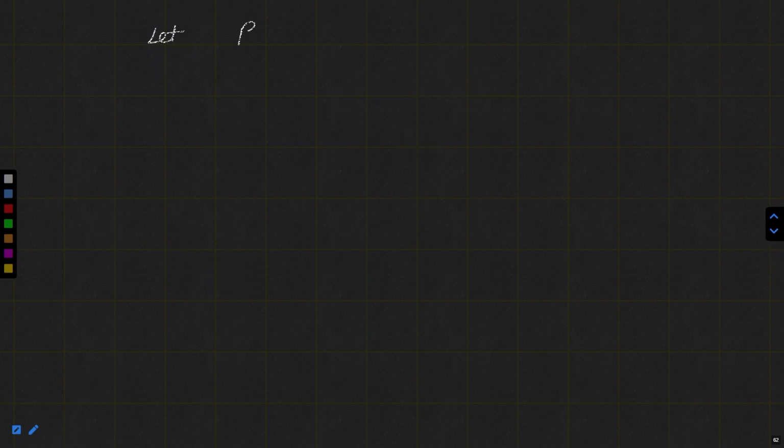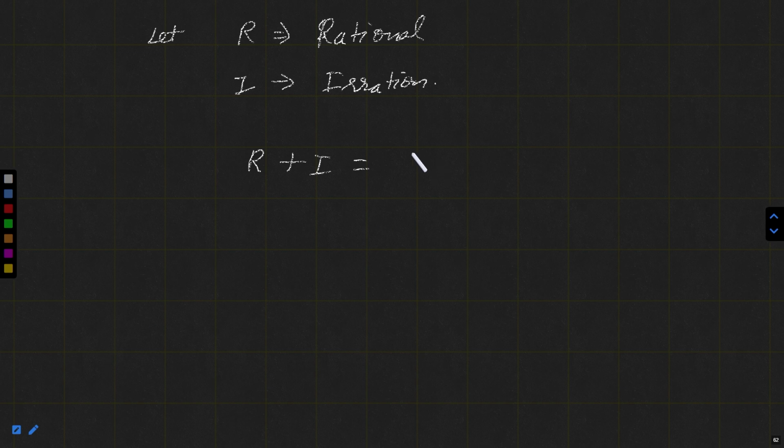Let r be some rational number, and i be an irrational number. Then r plus i is always irrational. Clear? And similarly, the difference r minus i is always irrational.